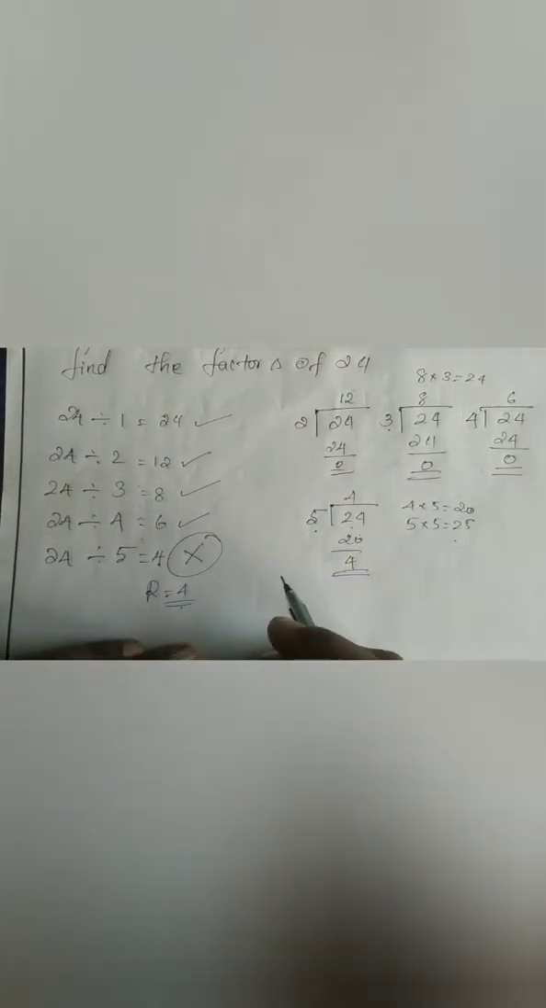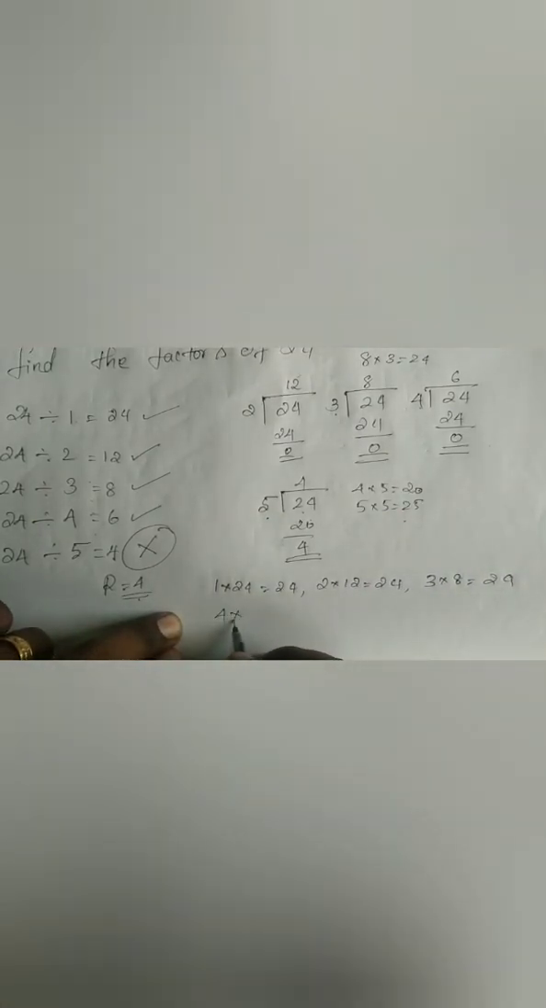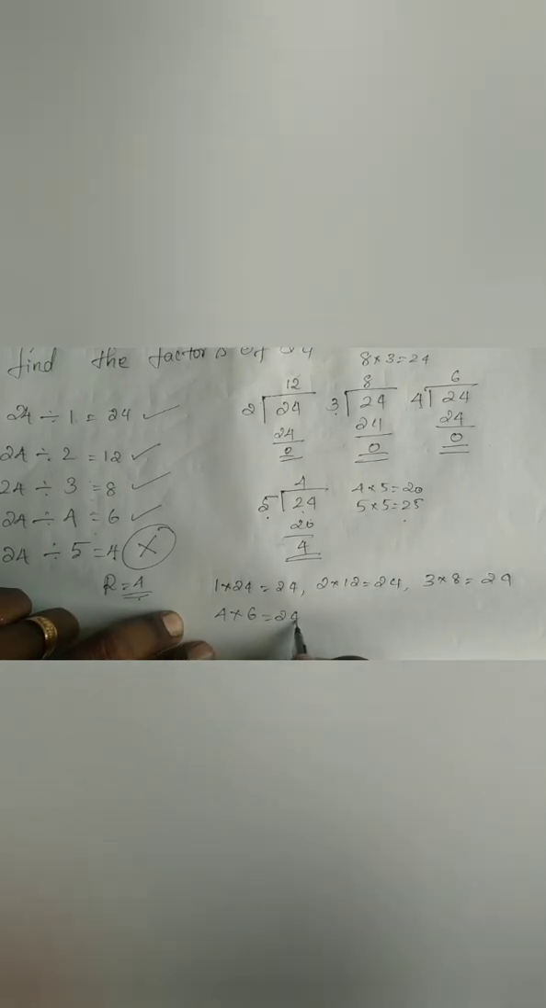Okay, guys. So we got some factors. What are they? We know 1 into 24 is equal to 24. Next, 2 into 12 is equal to 24. Next, 3 into 8 is equal to 24. 4 into 6 gives you 24.